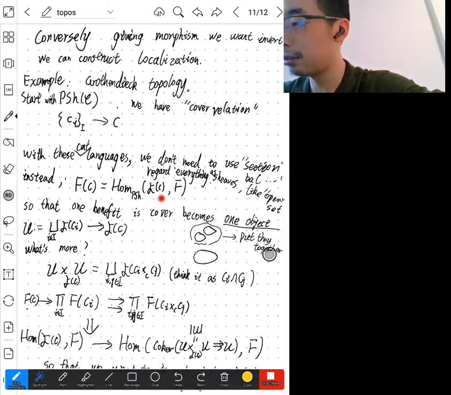One benefit is that when there are multiple objects covering C, we can consider the coproduct of the Yoneda embeddings of each C_i, so we get one object U. With this language, when some open sets cover C, we can just say there is an object U that covers the unit of C, right? So it's like we put them together, we take the coproduct.